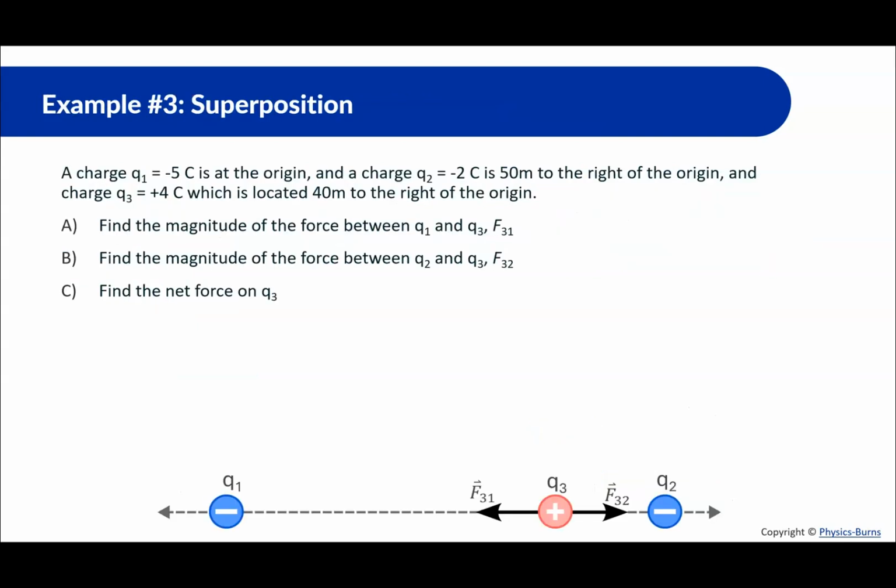Okay, so first mathematical example. These are not hard, but just tedious and take a lot of time. A charge Q1 is equal to -5 coulombs. Let me just write that down, -5 at the origin. And charge Q2 is equal to -2 coulombs, 50 meters to the right of the origin. And charge Q3 is equal to +4 coulombs, which is located 40 meters to the right. Okay, so let me see.